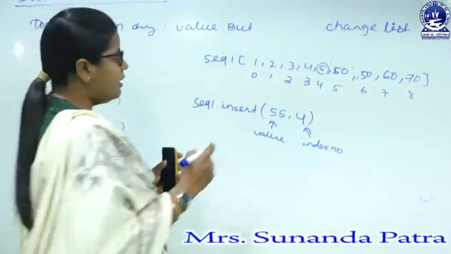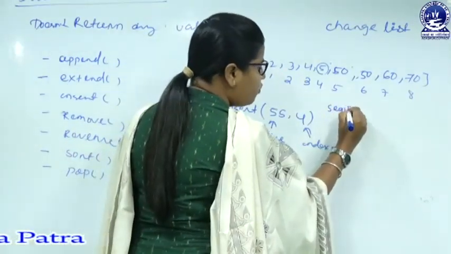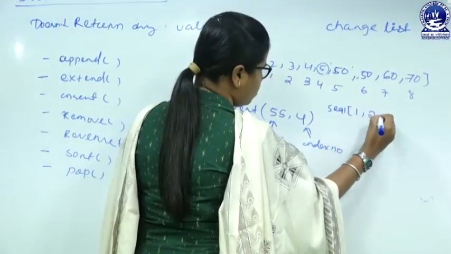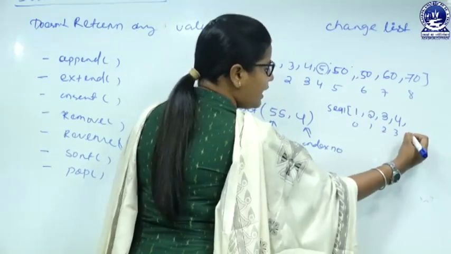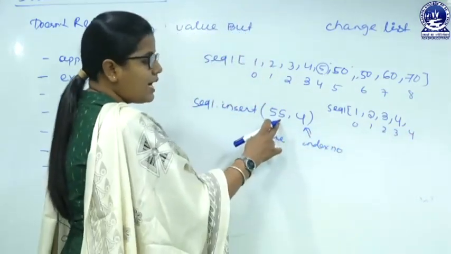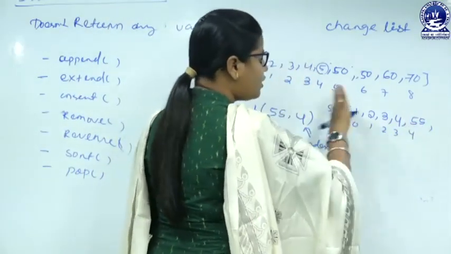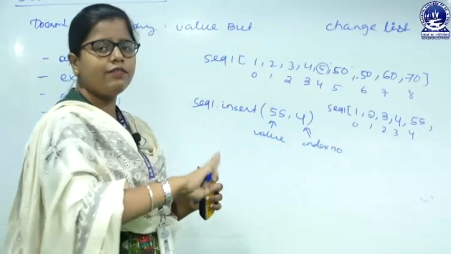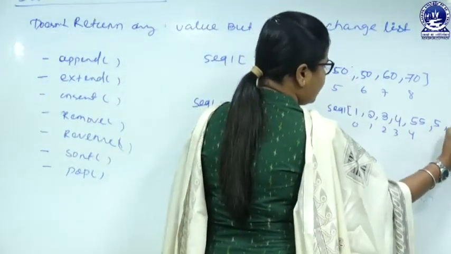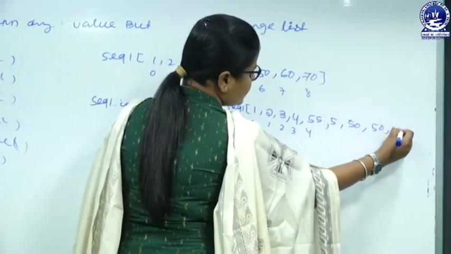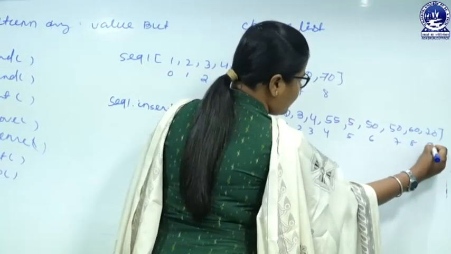Now the sequence will get modified, and sequence 1 will be 1, 2, 3, 4. So, 0, 1, 2, 3. At the 4th index, we want to add a new value, that is 55. So here will be 55. And what about the rest of the elements? They will shift to the right. So here the 5 will come, then 50, again 50, 60 and 70. So here are the indexes 5, 6, 7, 8 and 9.